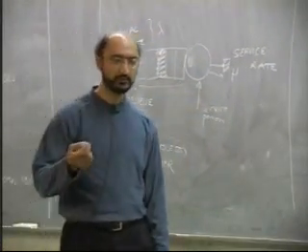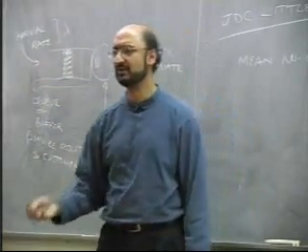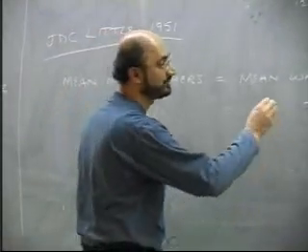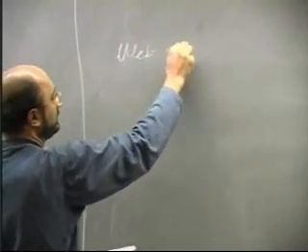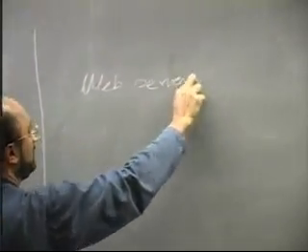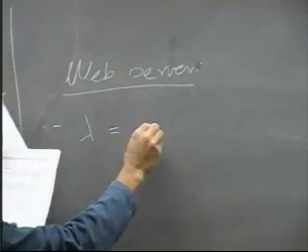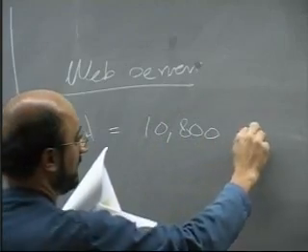And again, here I'll show you how we can use queuing theory, or in this case Little's law, for kind of approximate, seat-of-the-pants analysis. So let's say that we have a web server. I'll put the parameters here as before, and I'm just going to go with the numbers. So I have lambda equals, let's say it gets 10,800 requests an hour.